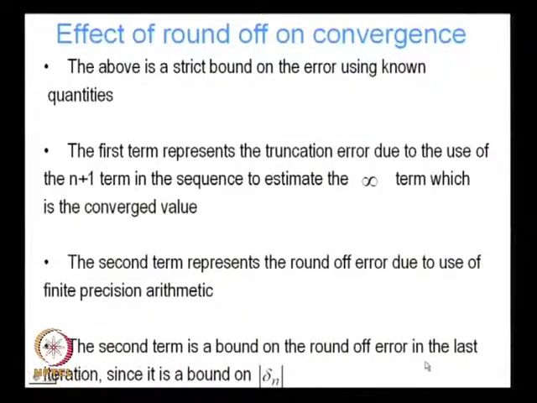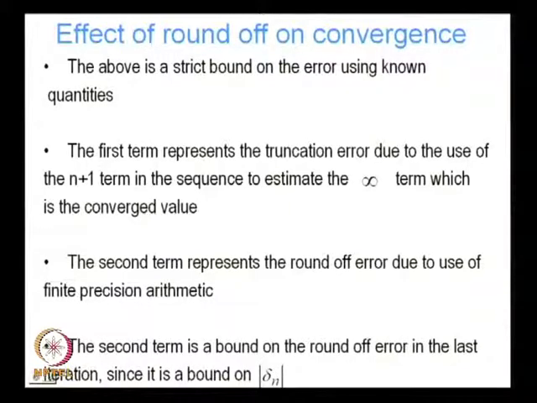So, the above is a strict bound on the error using known quantities. The first term represents the truncation error due to the use of the n plus 1th term in the sequence to estimate the infinite term, which is my converged value alpha. So, that is my truncation error. The second term represents the round off error due to use of finite precision arithmetic. On any computer, I do not have infinite precision, and finite precision arithmetic is going to give me that error. The second term is a bound on the round off error.